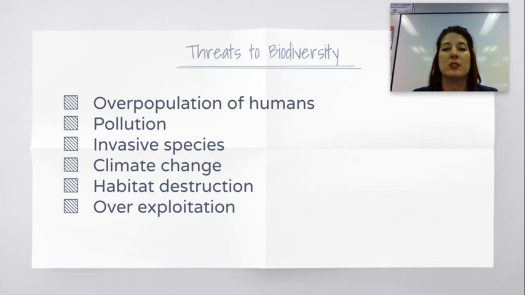And biodiversity is so important because it makes our ecosystems stronger. If we have a very biodiverse ecosystem and we lose something, then our ecosystem will likely survive. But as we lose biodiversity in an ecosystem, we also lose its strength.